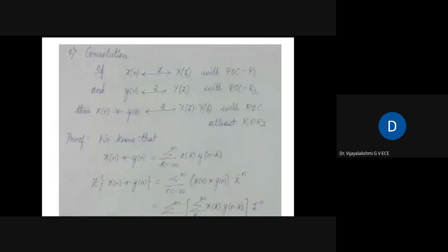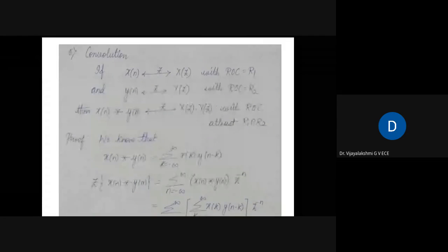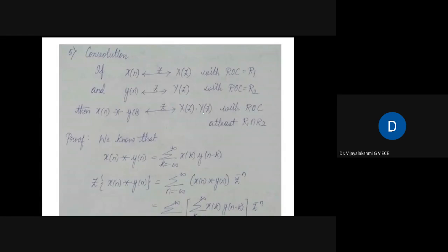Okay, the next very important property is the convolution property. I told you this in the case of Fourier series also. The same thing will remain good even here. The convolution property says that if you are convolving any two sequences in the time domain, their corresponding transform domain sequences, here the Z transforms, are getting multiplied. So that is the convolution property.